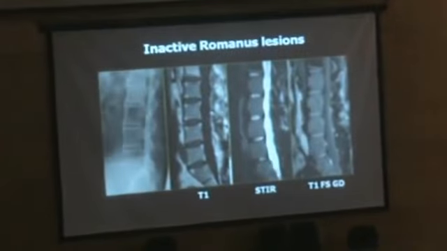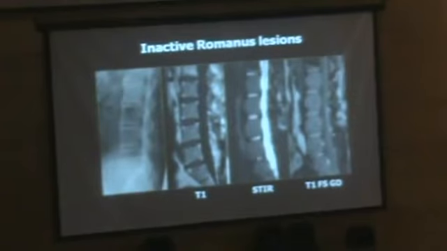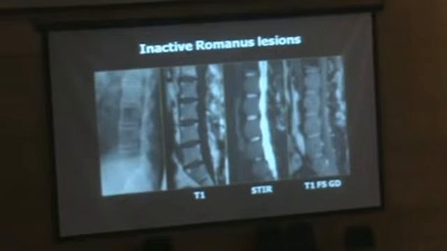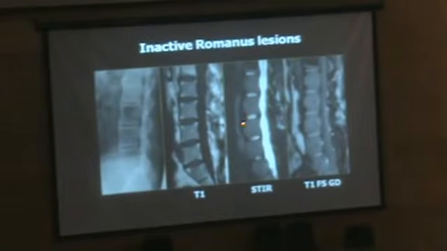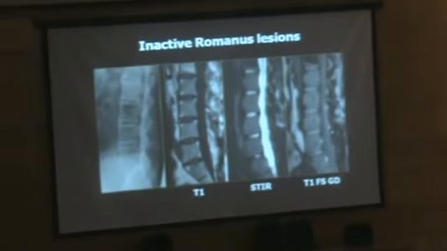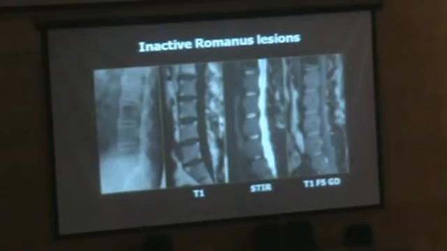On the other hand, when we have chronic or inactive Romanus lesions, this is the pattern that we'll find. High signal intensity on T1, and on STIR and T1 fat suppression we suppress the signal. You can see these changes now have low signal after fat suppression. So this is fat replacing the inflammation we saw before, and this is part of the reparative process of spondyloarthropathy. So these are inactive Romanus lesions.